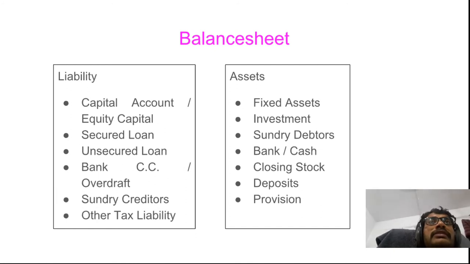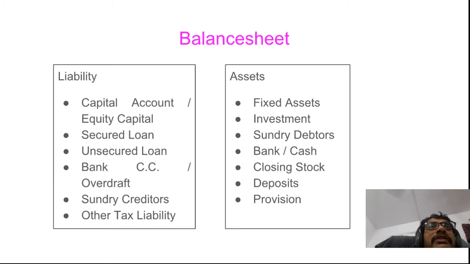Now the balance sheet has two sides. The first side is liability, the second side is assets. Liability shows the business's total liabilities, and assets show the business's total assets, the total value available: fixed assets, tangible assets, intangible assets, working capital, all things here. So let's start with the liability side first.